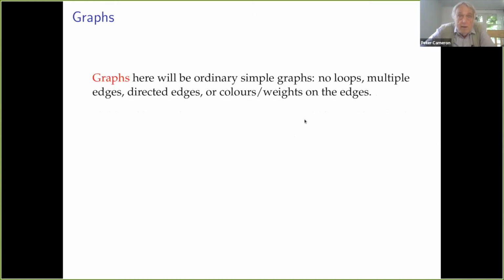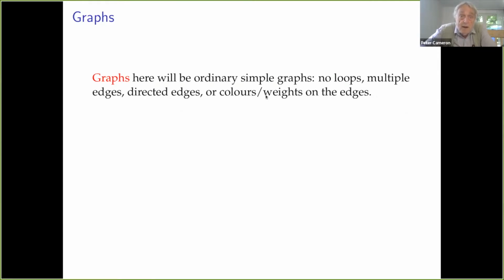Well, I'm going to give you an entirely different formulation of it in terms of graphs. So the graphs here are just ordinary simple graphs, no loops, no multiple edges, no directed edges, no colors or weights on the edges. So unlike that picture of an automaton that I gave you, which was a directed graph with colors on the edges, these are just ordinary simple graphs with no colors.